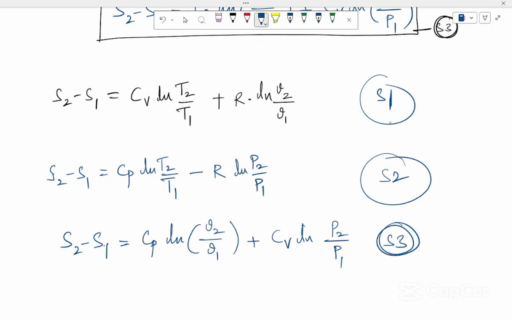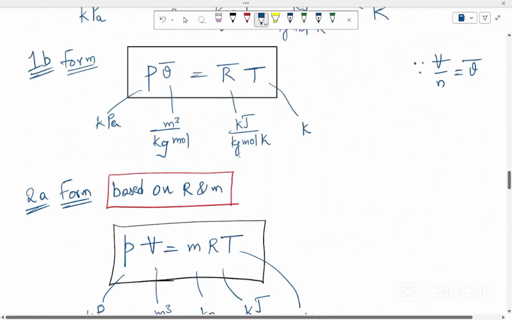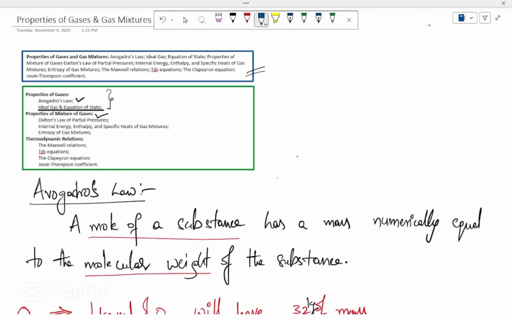Okay, so with this we will close it here, and we will see the next topic, that is Dalton's law of partial pressures, in the upcoming lecture. So far, if you look at your syllabus, you have completed the first part. In the next lecture, I am going to start Dalton's law of partial pressures. Thank you.